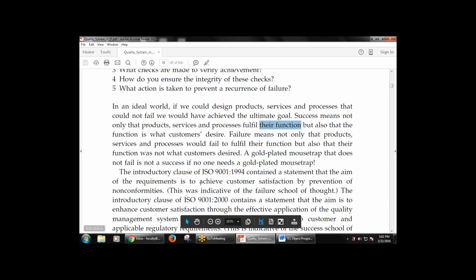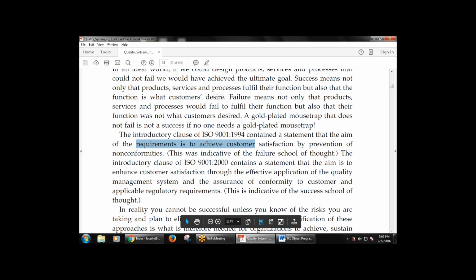The introductory clause of ISO 9001:1994 contained a statement that the aim of the requirement is to achieve customer satisfaction. Then what is the main aim of ISO 9001? That is to satisfy the customer by prevention of non-conformity. Non-conformity means there are rules and regulations that have to be carried out whenever we are achieving quality. That means the rules and regulations must be followed, or there are some protocols available.